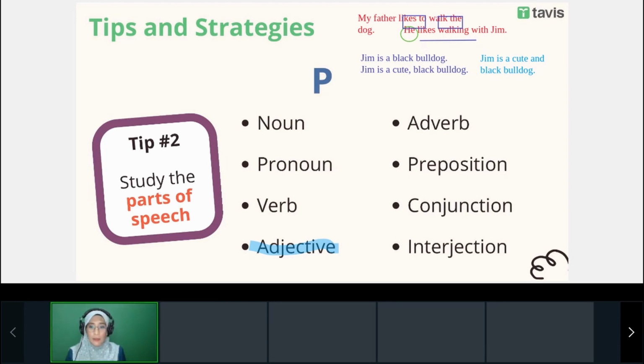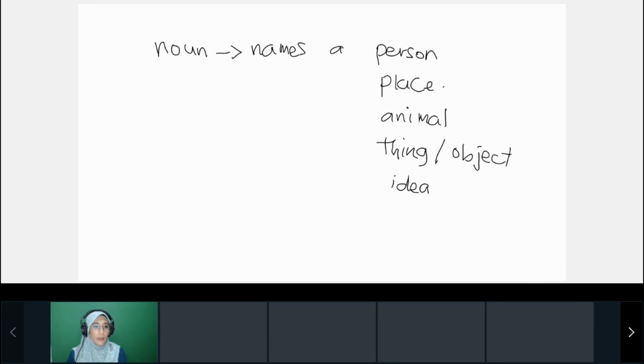Now, let's move on to adverb. Can somebody tell me how we can use an adverb? What is an adverb actually? What do you think it is? Okay, I actually prepared something for you. All right, let's go back again.